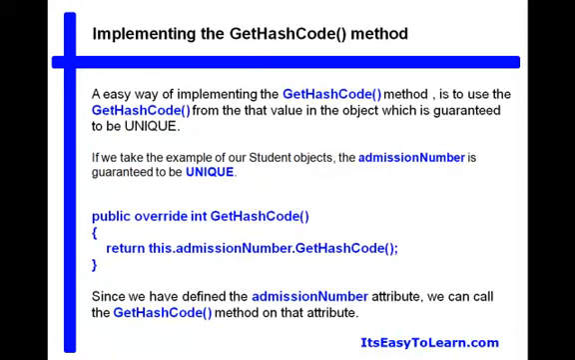An easy way of implementing the getHashCode method is to use the hash code from that value in the object which is guaranteed to be unique. In our example of a student object, it is the admission number which is going to be unique. We can have duplicate names, duplicate ages, we can even have duplicate dates of birth. But the admission number, in the context of this solution, a college administrative system which you're developing, is guaranteed to be unique. So we add this method, public override int GetHashCode, and we just return the admission number's hash code.